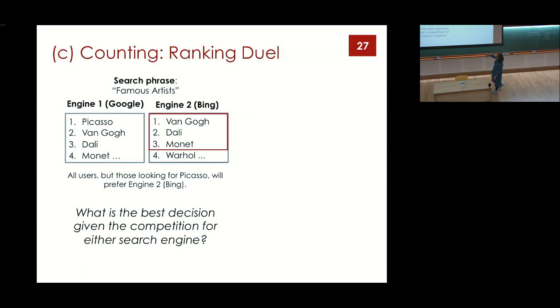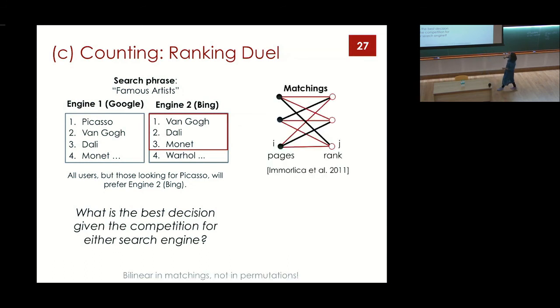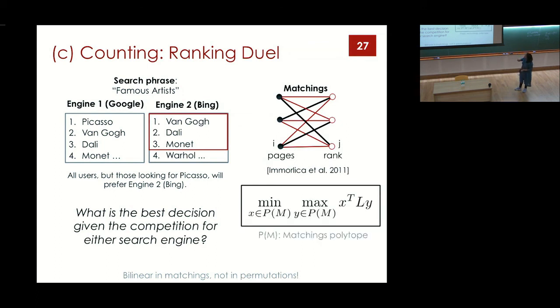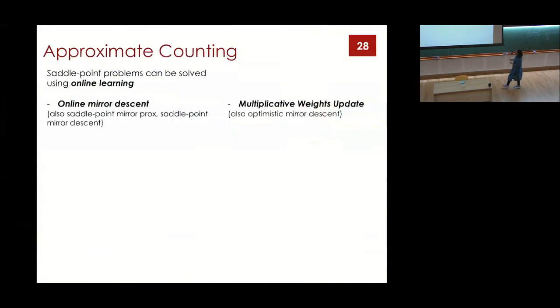So the question is, what is the best decision given the competition for either search engine? And this becomes a very nice saddle point problem, where you want to minimize the max loss for the other search engine by computing bipartite matchings that go from pages to the rankings that you're showing them. And this loss, incidentally, cannot be modeled using the permutation representation. So you actually have to model that using bipartite matchings. And saddle point problems can also be solved in the online learning setup.